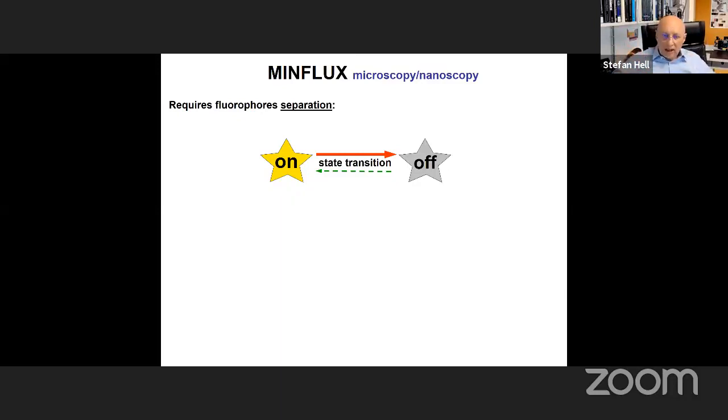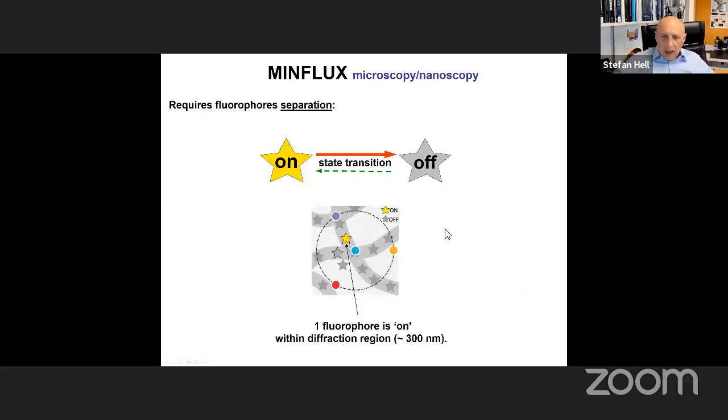So in order to take images with this localization concept, of course you need an on-off transition. Let's assume this would be the object and the stars are the molecules decorating the object. You need just in the diffraction zone one molecule that is on. So you need the on-off. So this one is on, and then turn it off, of course. So it has to go off. And you turn on the next and then turn on the next and turn off again and so on.